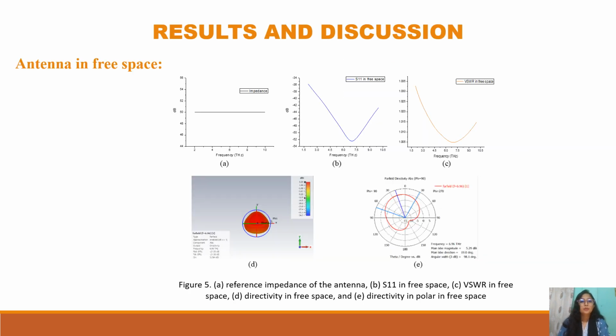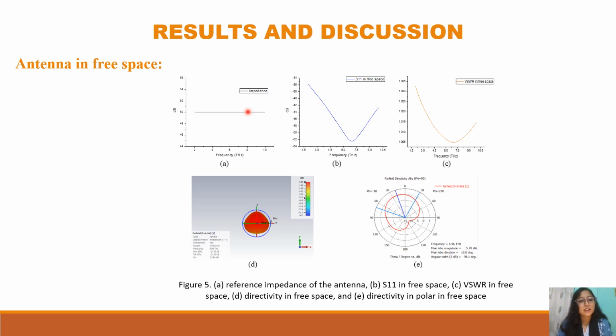So this slide is about the result and discussion. Here we can see that in figure 5a, the reference impedance of the antenna is given. So the antenna is constructed with careful consideration to uphold a 50 ohm impedance match because it secures efficient power transfer between the transmitter and the antenna, minimizing power losses and optimizing signal transmission.